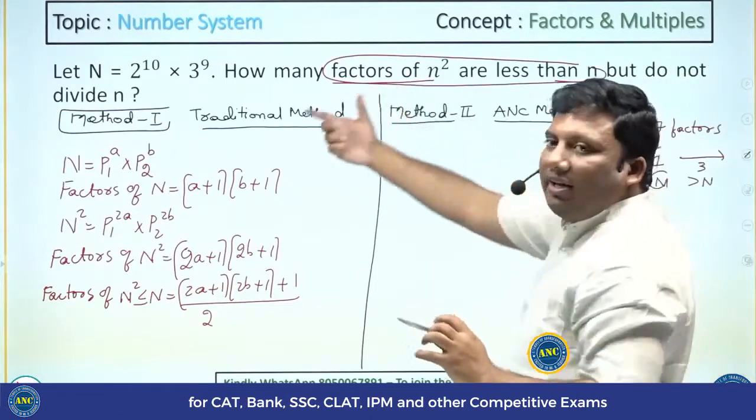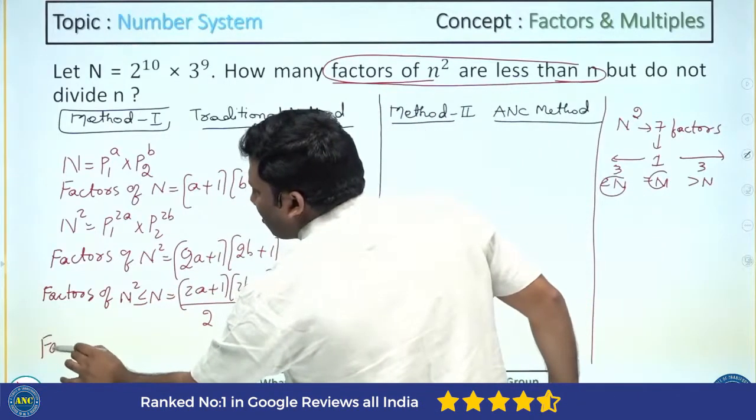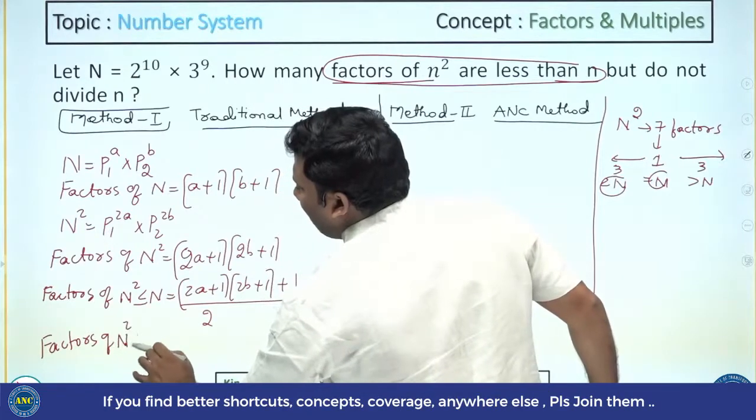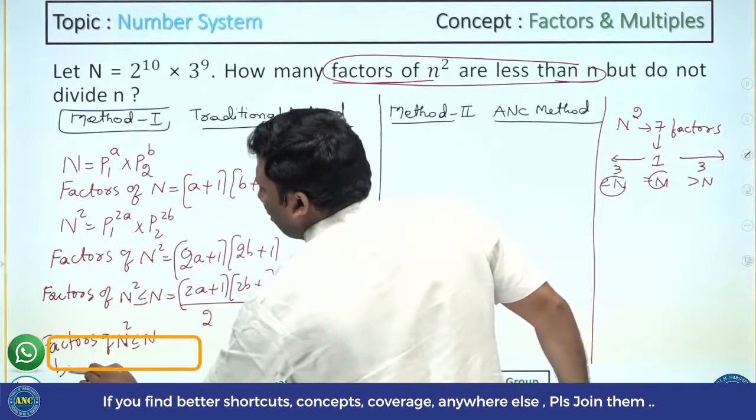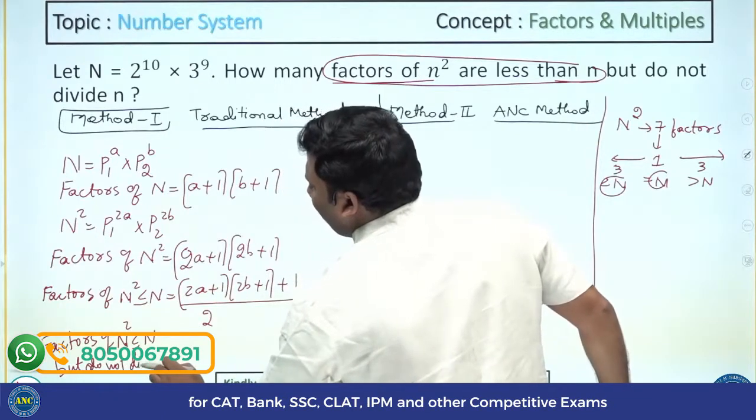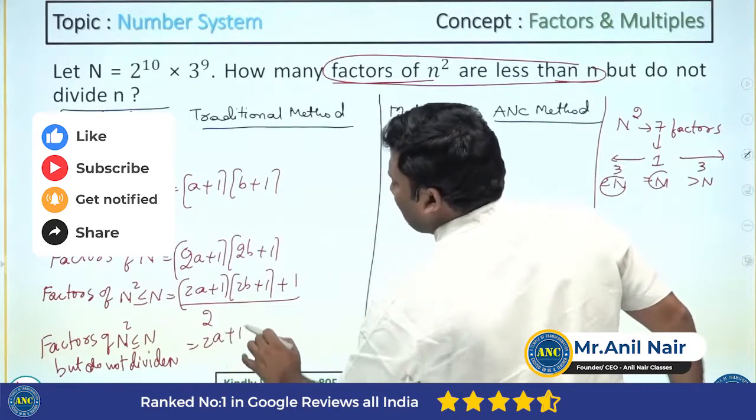But do not divide n. In that one, I do not want the factors of n. Factors of n square less than or equivalent to n, but do not divide n. So what do we have to do? We have to subtract the cases.